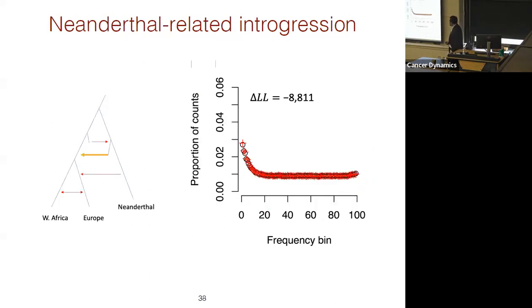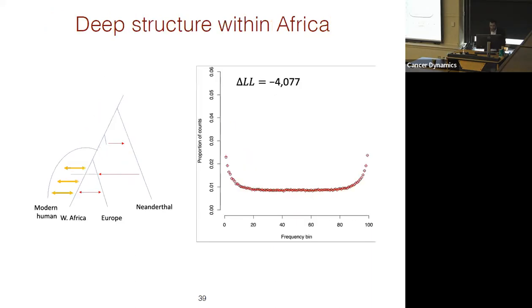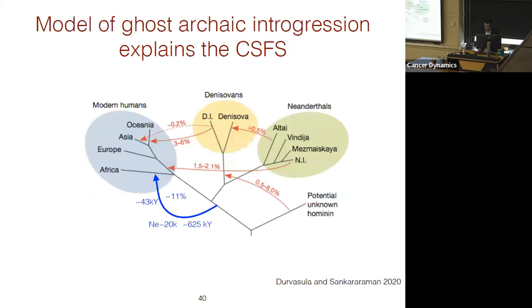We also explored other types of models, for example, additional Neanderthal-related introgression into the ancestors of Africans and Europeans. Again, it produces deviations from uniformity, but not quite what would explain our data, and not quite to the same quantitative level as ghost archaic introgression. We looked at deep structure within Africa. So imagine you have 2 populations within Africa that are mixing genes over an extended period of time. Again, this also produces deviations from uniformity, but doesn't explain it quite as much as the ghost archaic introgression event.